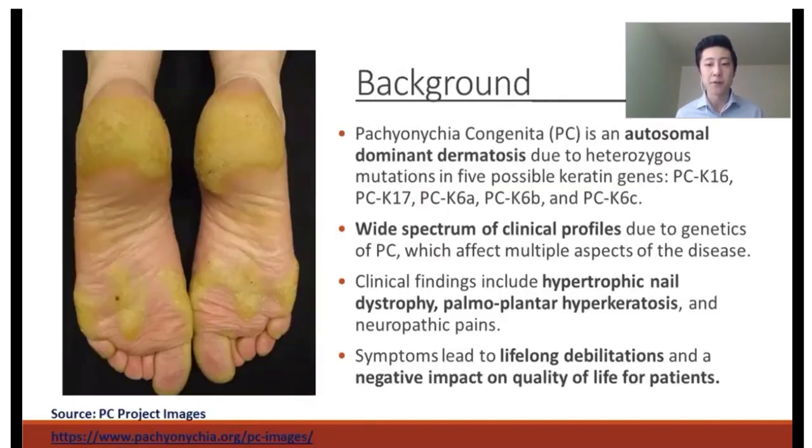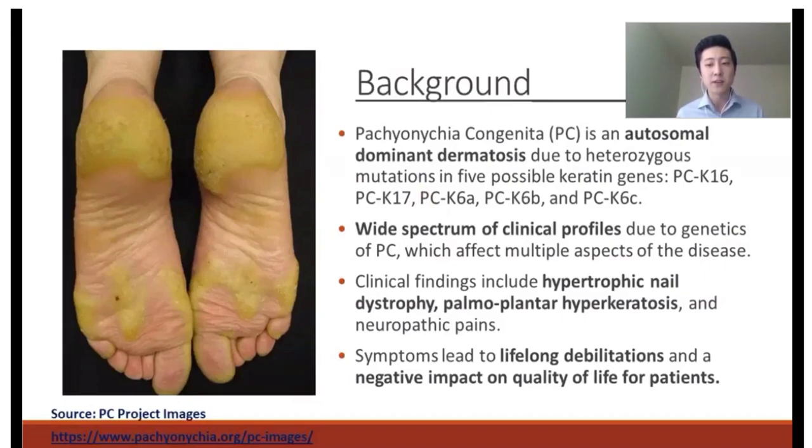So a bit of background first. Pachyonychia Congenita, or PC, is an autosomal dominant dermatosis due to heterozygous mutation in 5 possible keratin genes: PCK16, PCK17, PCK6A, PCK6B, and PCK6C. Its exact prevalence is unknown, with estimates of 7,000 to 10,000 cases total worldwide.